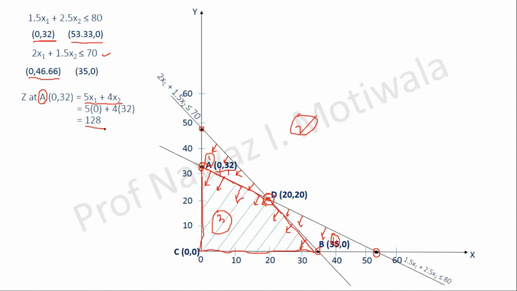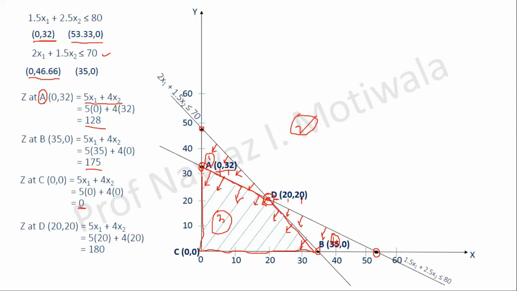Similarly, when I go for B, my x1 will be 35, x2 will be 0. So I will write here 35, 0, answer is 175. Then similarly Z for C. As both x1 and x2 are 0 and 0, the answer I will get is 0 only for Z at C. And lastly I will find Z at this point D, that is x1 20 and x2 also 20. So Z at D, 20, 20. Again I will substitute the values and get the answer as 180.